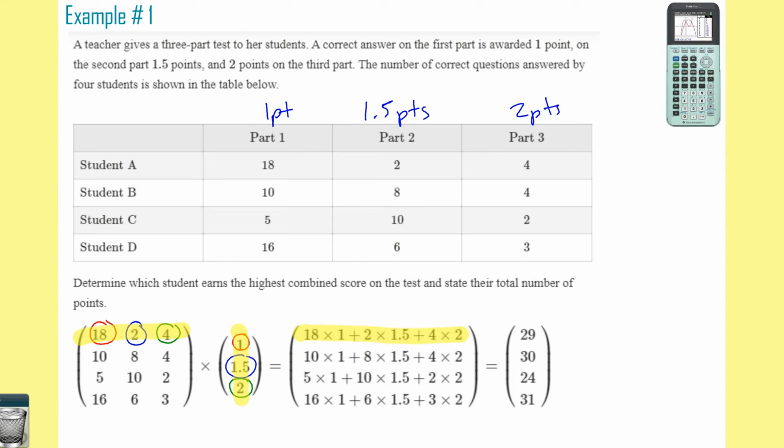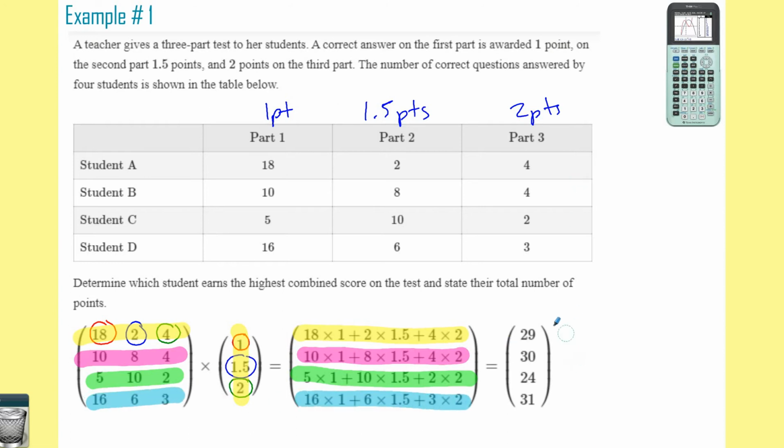If I do the second row, I do the same thing. 10 times 1, 8 times 1.5, 4 times 2, and that gets me this one. Okay, I really hope this is making sense. Then I do this row times this column, and that gets me here. And just to finish it out.